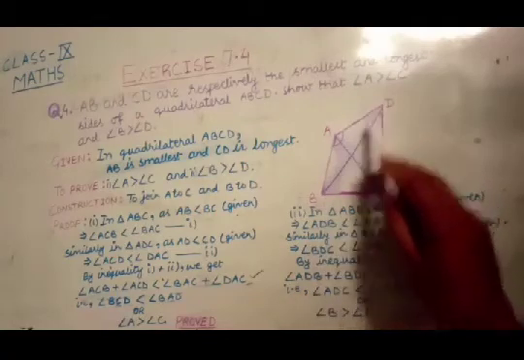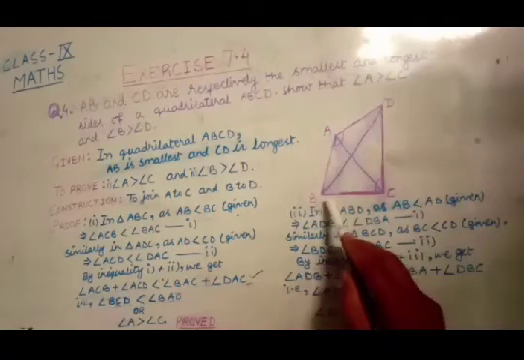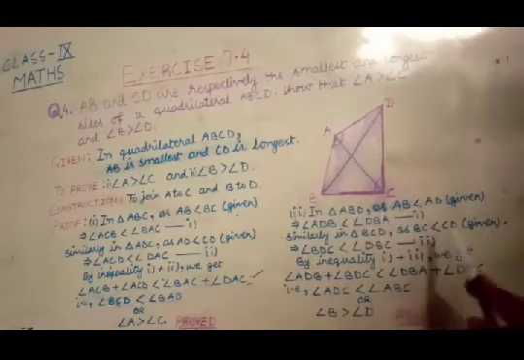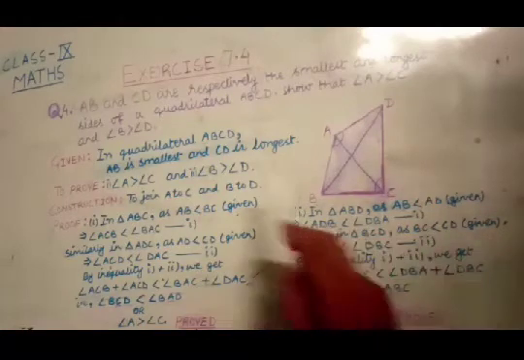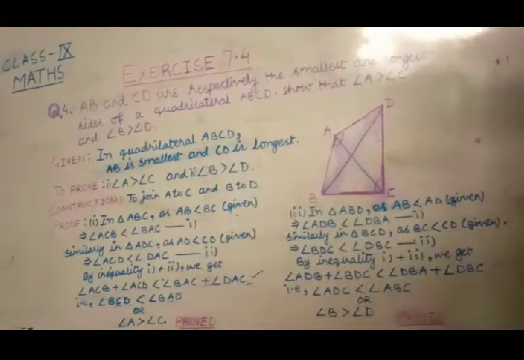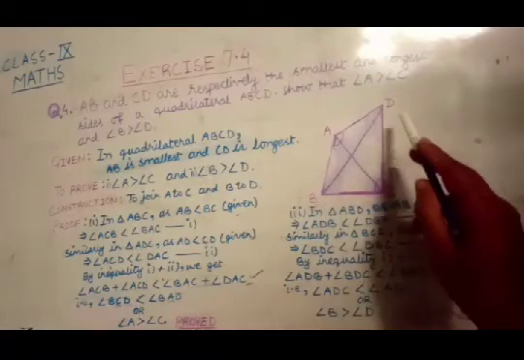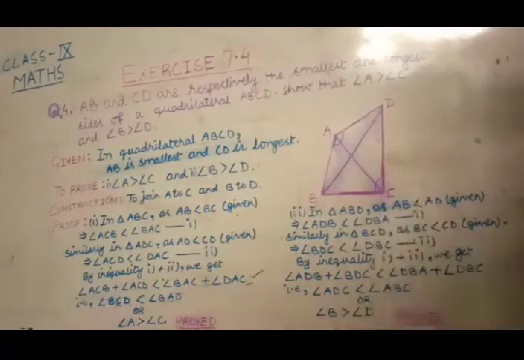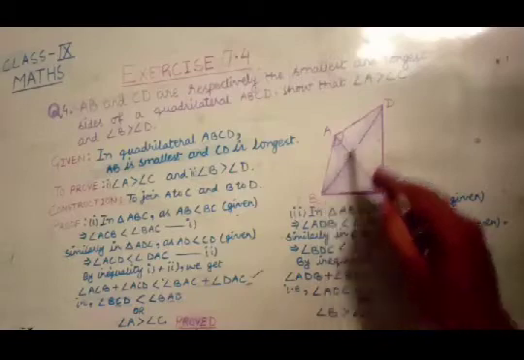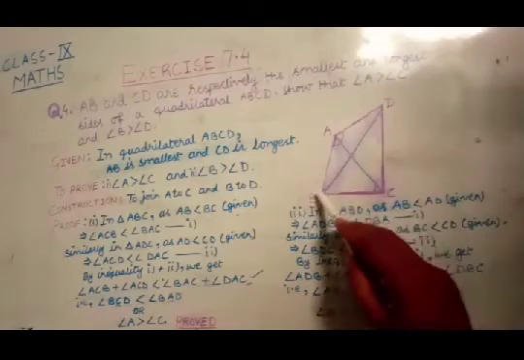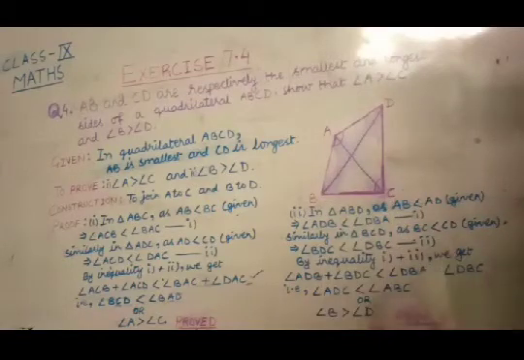Similarly, in triangle BCD, we have BC is smaller than CD. This we are given because CD is the longest side. That's why the angle opposite to this side is smaller than the angle opposite to CD. It means angle BDC is smaller than the angle DBC. Let this be the second inequality.